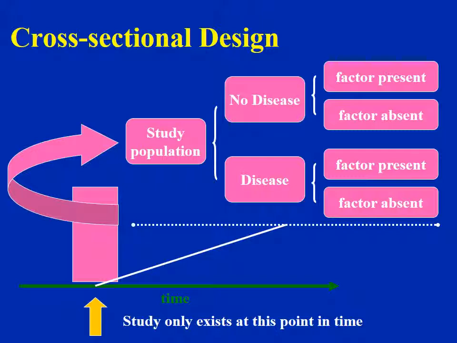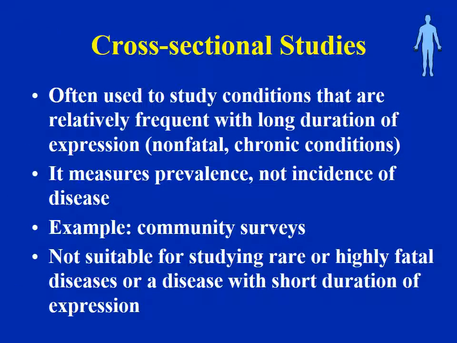Often you might group people in this cross-sectional design into disease and no disease, and then you might assess whether or not they have the factor present or absent, let's say an environmental exposure, like access to sewage treatment, like we saw in Alabama. That was a cross-sectional design. They're often used to study conditions that are frequent, sometimes chronic. They only measure prevalence. We only know that people have this at this point in time. We don't know if there are new cases occurring, like incidence.